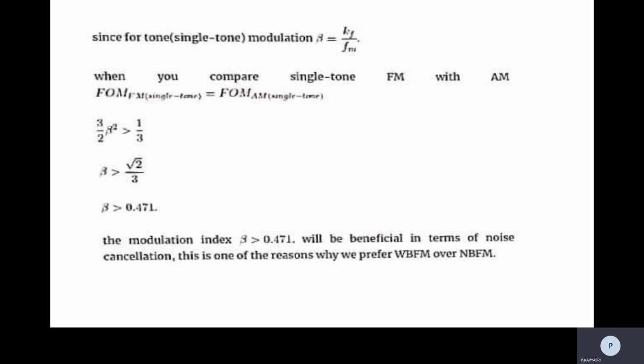So for the single tone modulation, Kf by FM. When you compare the single tone FM with the AM, what happens? If you compare those two, it becomes 3 by 2 beta square greater than 1 by 3, then what is the beta value? Root 2 into root 2 by 3. So approximately beta is greater than 0.471. A modulation index beta greater than 0.47 will be beneficial in terms of noise cancellation.